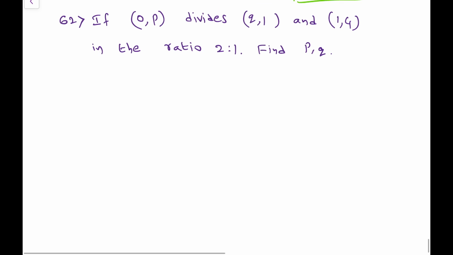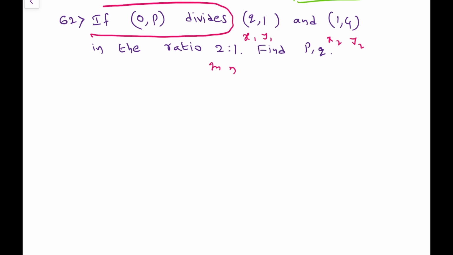Moving to the next question. If 0 comma p divides q comma 1 and 1 comma 4 in the ratio 2:1, then find p and q. So here we know very well that it is a section formula, right? So this is m and this is n, and this one is x1, y1, x2, y2. Because 0 comma p divides, it means this is the point p. So that is completely different from the remaining.